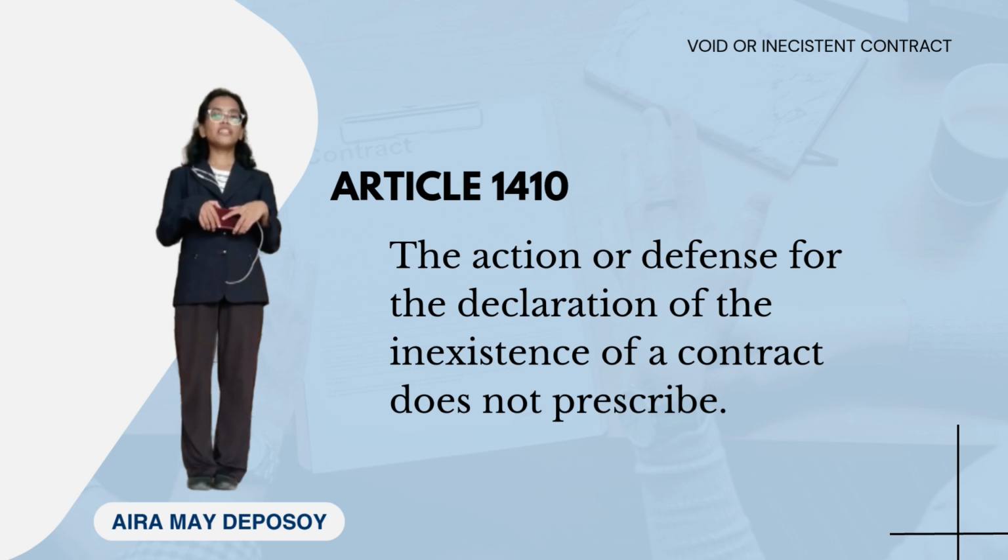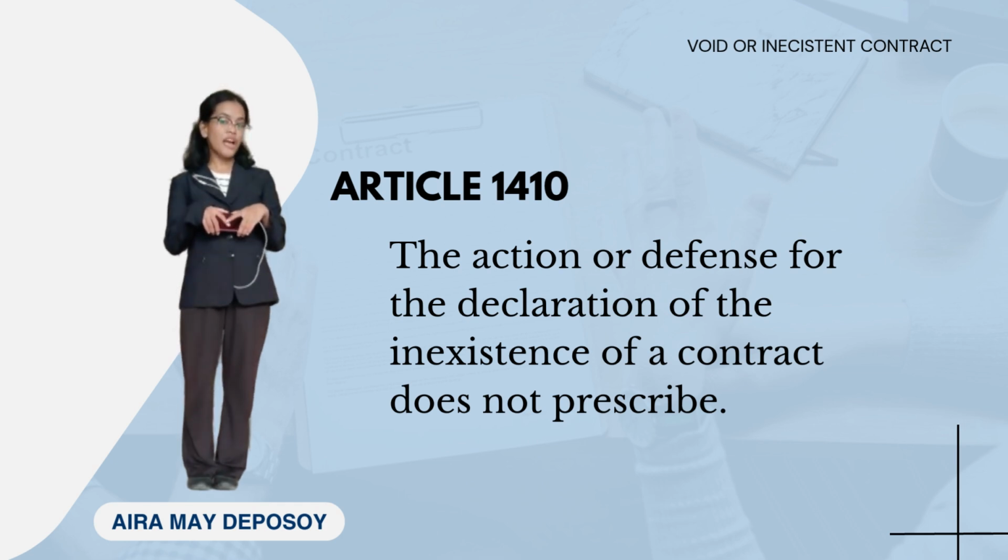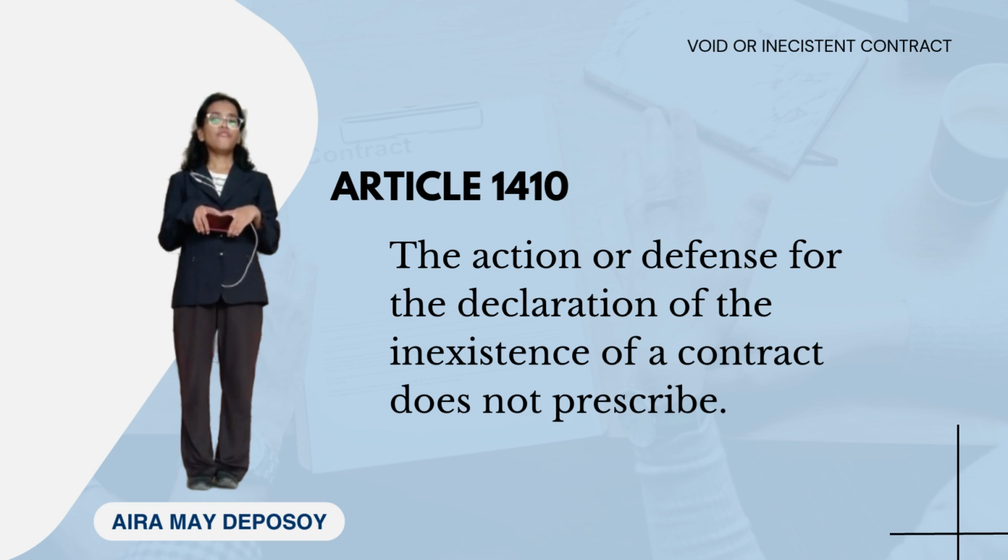Now, let's proceed to Article 1410, still under the void or inexistent contract. The action or defense for the declaration of the inexistence of a contract does not prescribe. Now, let's break down this article line by line. The action in the article means filing a case in court, and the defense means raising the issue of nullity when someone sues you. And the 'does not prescribe' means there is no deadline. So if a contract is void, you can file a case anytime to declare it void and raise it as a defense in court even after many years.